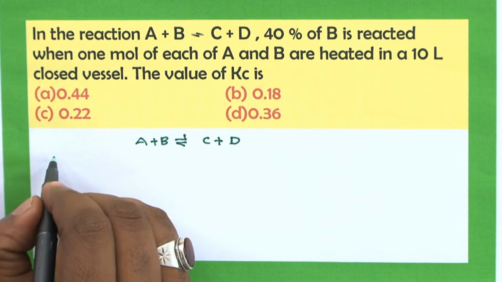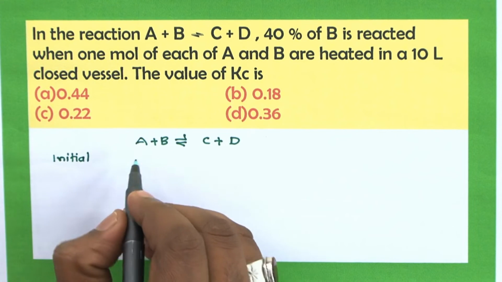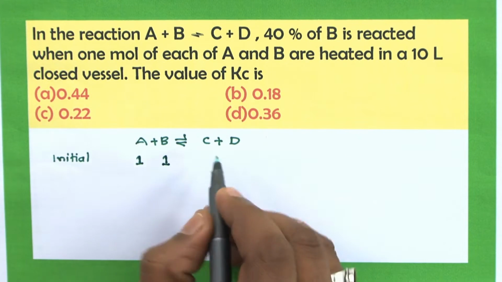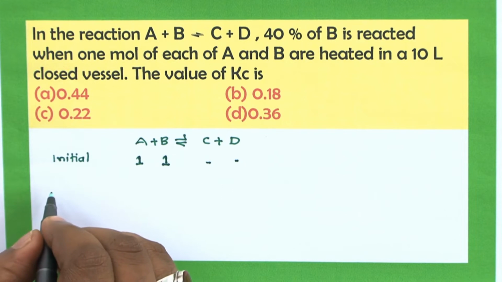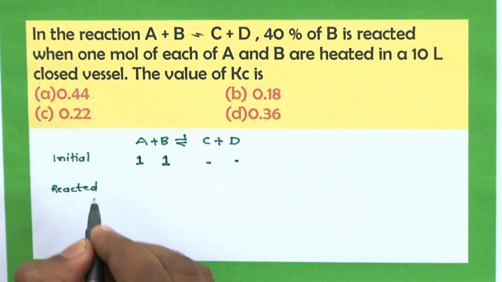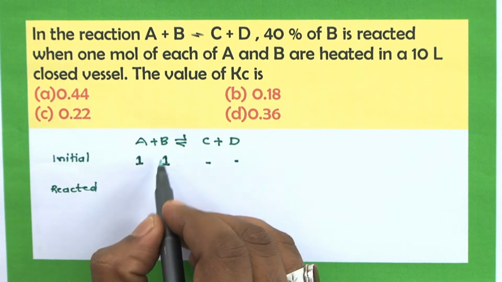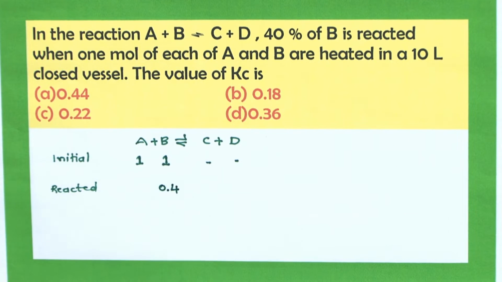Let us take the initial moles they have given. They have given us 1 mole of A and 1 mole of B. So C and D are the products, they are not still formed. At equilibrium, amount that has reacted: they have mentioned that 40% of B has reacted. That is, out of 1 mole, if you consider 40%, that is 0.4 mole of B reacts.